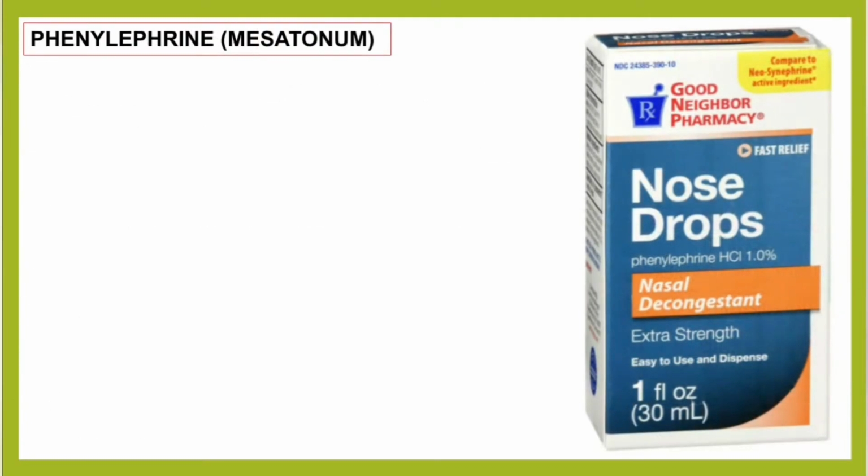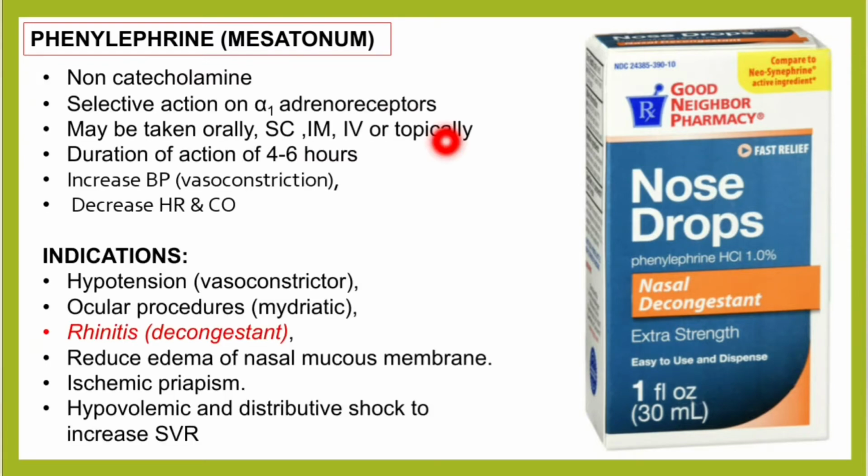The next drug is phenylephrine, or mesatone. This drug is a non-catecholamine. It has a selective action on alpha-1 adrenoreceptors. It may be taken orally, subcutaneously, intramuscularly, IV, or topically. This drug increases blood pressure by vasoconstriction. It is a vasoconstrictive action, and it also decreases heart rate and cardiac output.